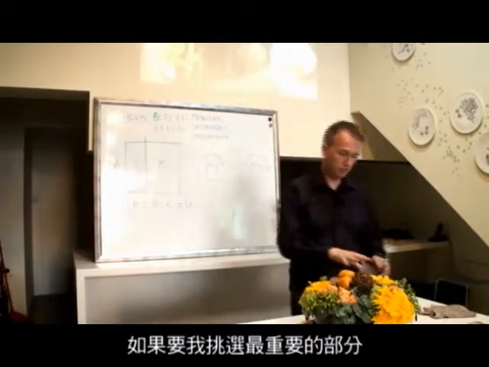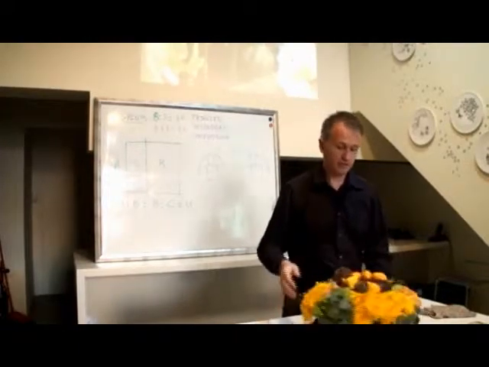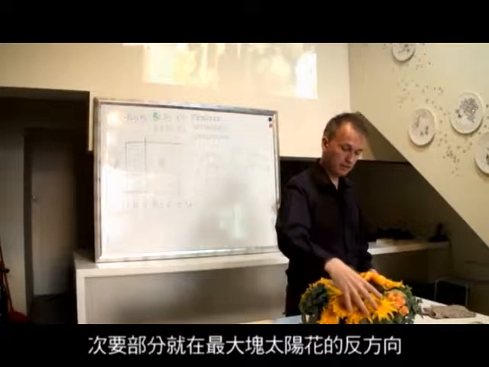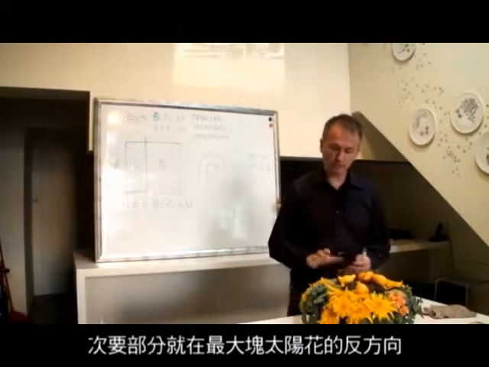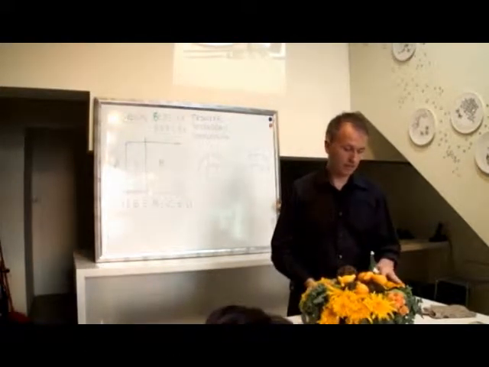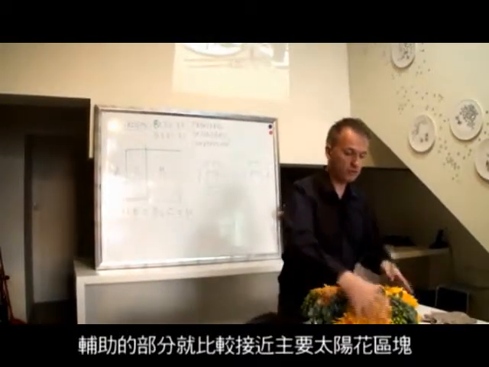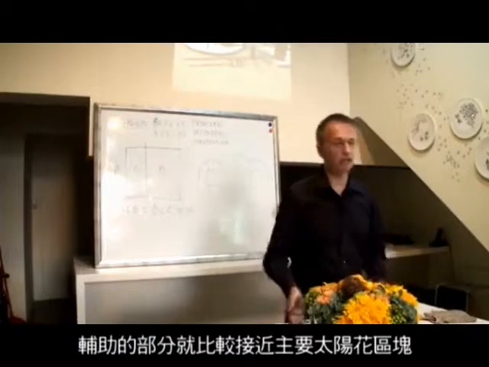So the principal, if I take the sunflower, is the bigger one there, and the secondary is in the opposite direction, there, and is a little smaller. And after that the complementary is nearer to the principal there.